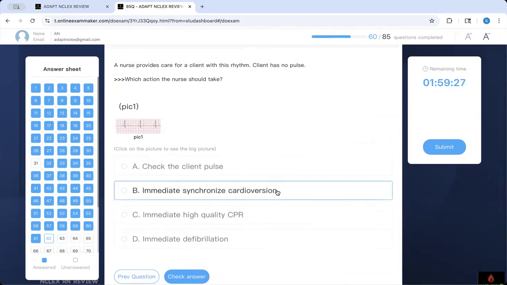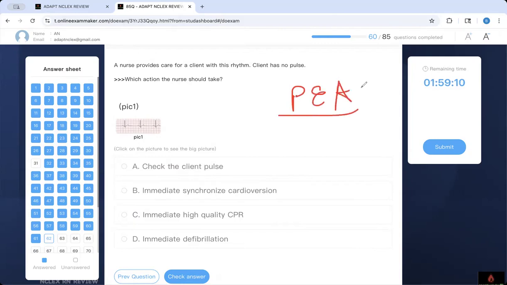Now, if you know it's bradycardia, but what is the problem? He has no pulse. Therefore, it's not bradycardia. Bradycardia has pulses. This patient has no pulse. What will you do? This is what we call pulseless electrical activity. Once again, write it down. Pulseless electrical activity. That means your heart is giving you a signal, but it's not working.